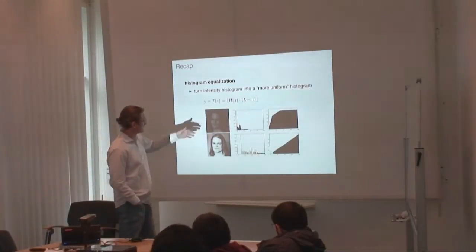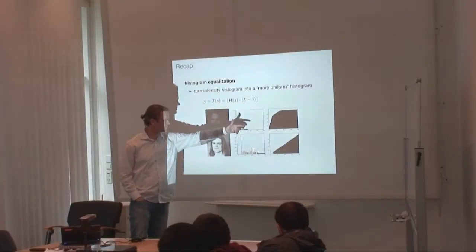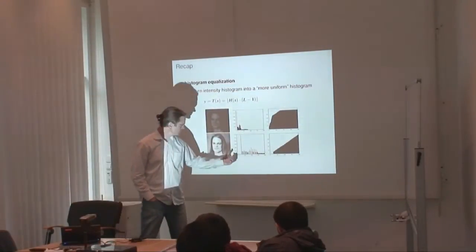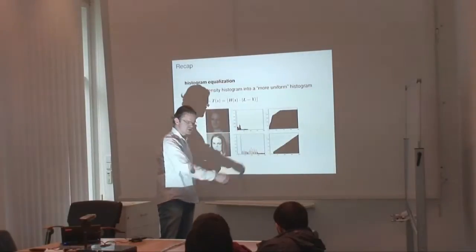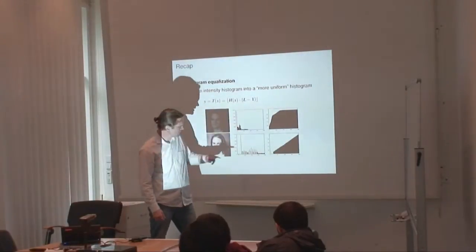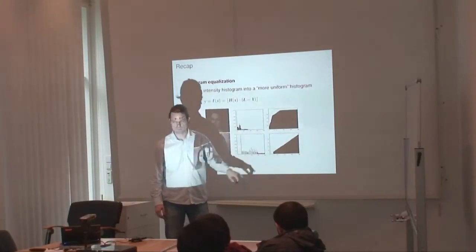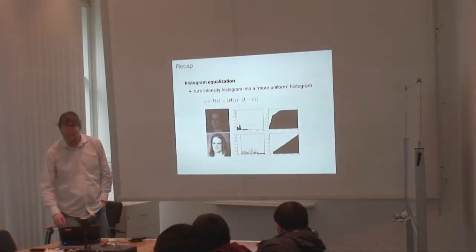Once again, the overly dark image, its histogram, its cumulative histogram, then the equalized image. The histogram has changed, but the most important thing is that the cumulative histogram now looks very linear. That is what has happened here.